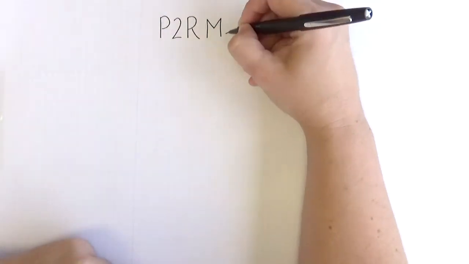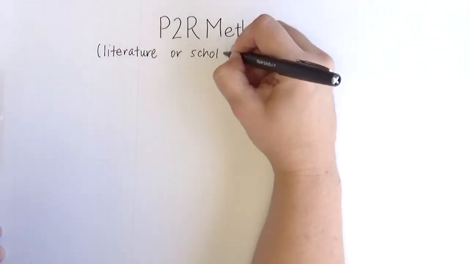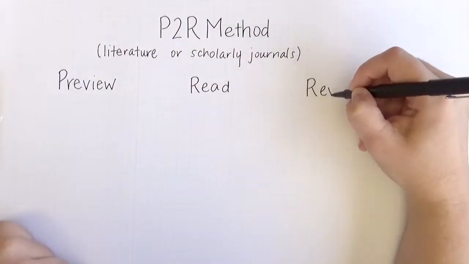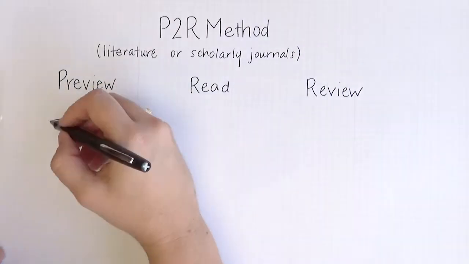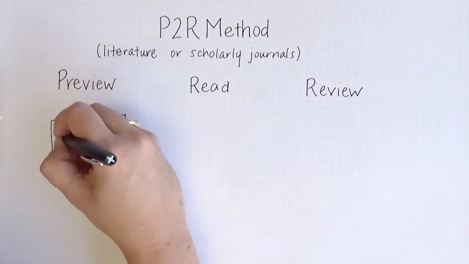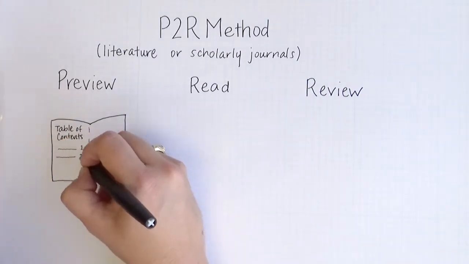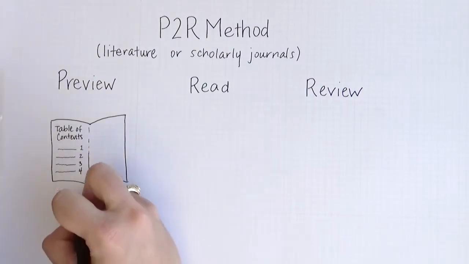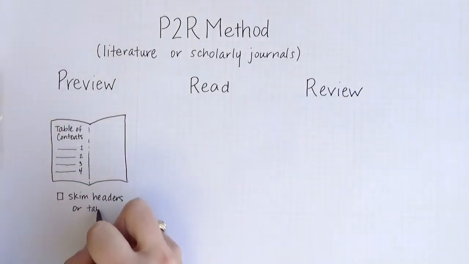The P2R method for literature or scholarly journal articles. P2R stands for preview, read, and review, and is effective for reading novels, short stories, plays, or essays. It's also good for scholarly journal articles. P stands for preview. Skim the reading to get an overview and develop a sense of the progression of ideas.